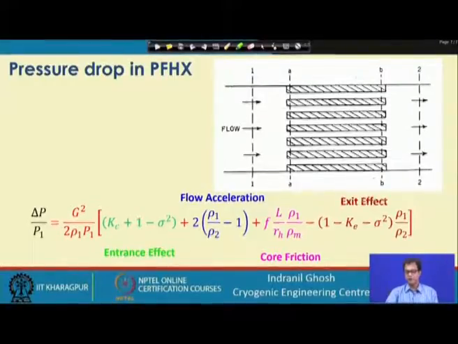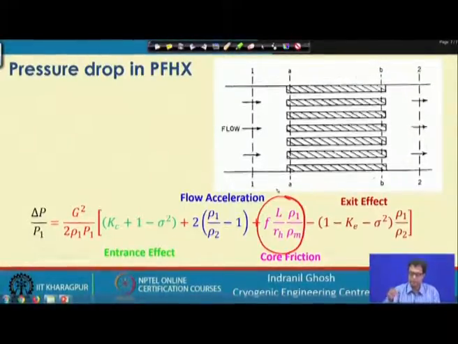Then we have the exit effect, where we again find 2 more terms. One is the sigma, another one is the Ke. This Ke takes care of the exit effect, or the coefficient of sudden expansion. So, we now have 4 terms in the pressure drop correlation for delta P by P 1. Earlier we were looking only into this part, we have not taken care of the flow acceleration or the entrance effect or the exit effect.